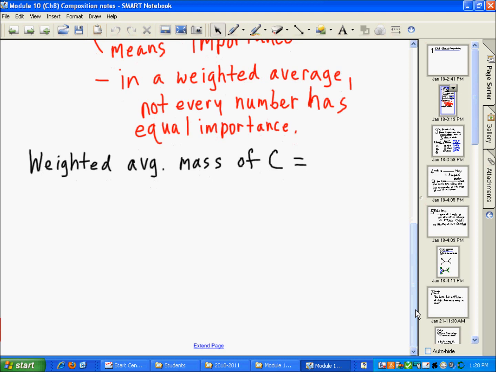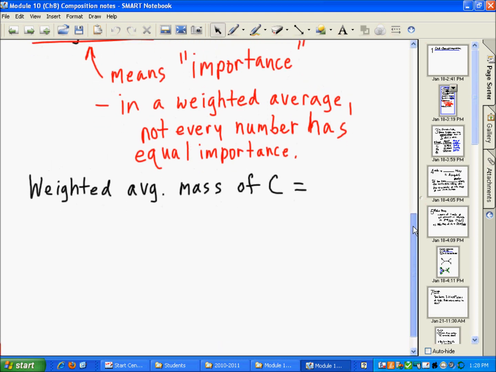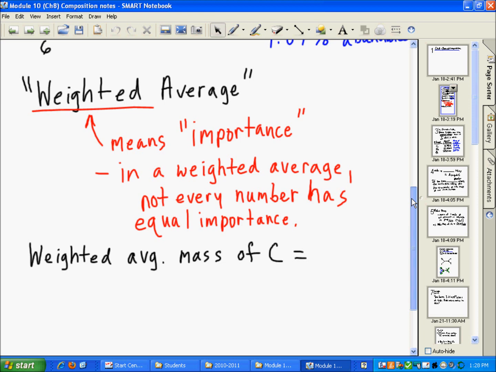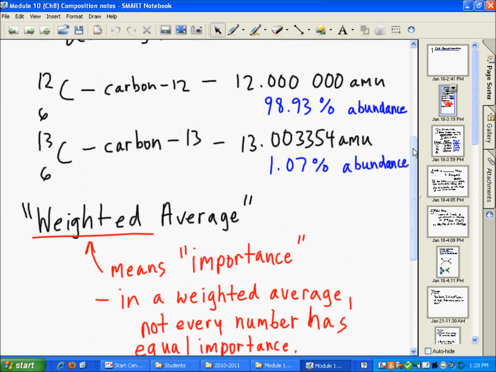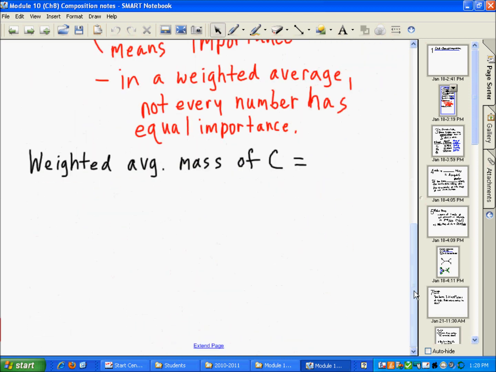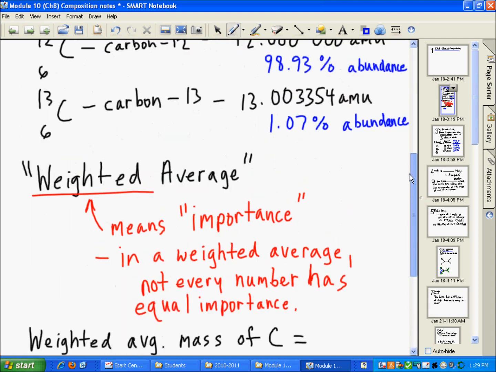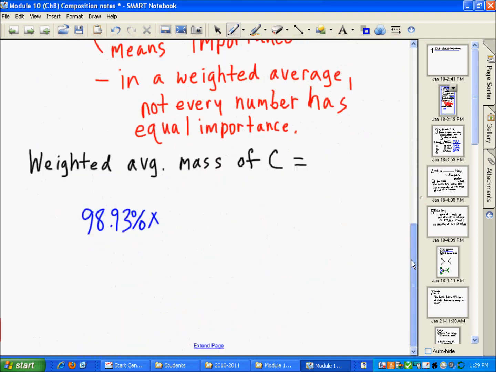Let's calculate a weighted average mass for carbon. What we do is take the importance, which in this case is the abundance, multiply it by the mass in AMU, and then divide by the total of the abundance. So what that looks like is we take 98.93% times the mass for carbon 12, which is 12.00000 AMU.